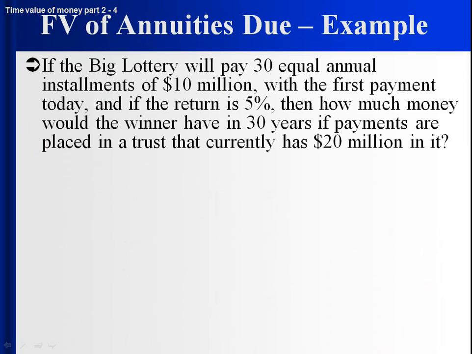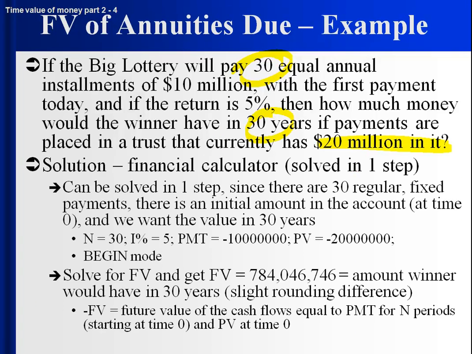Well, in this example, there's 30 payments, we don't know how much we'll have in 30 years, and we have 20 million in the account. We can do it in one step. N is 30, begin mode, put in 10 million starting today. In addition, we have 20 million in there, compounds at 5%, you solve, and you get the same result we got when we did it in two steps, because the calculator is doing all the same work, it's just doing it in one step.